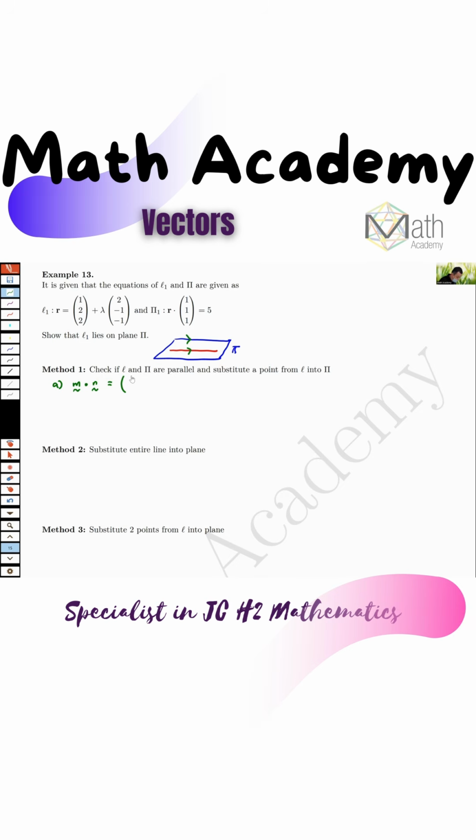Direction vector is 2, minus 1, minus 1. We do dot product with that 1, 1, 1. Work out the dot product to show that you will get a 0. So therefore, we will say that M is perpendicular to N, which means that L is parallel to pi.